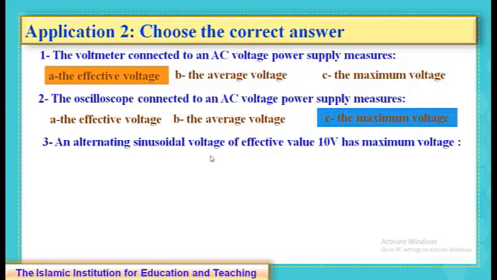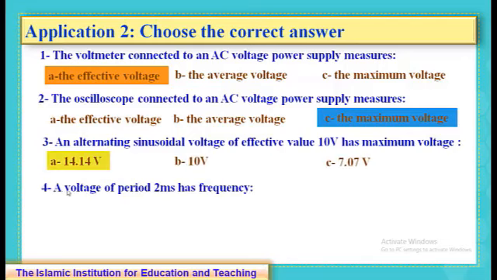An alternating sinusoidal voltage of effective value 10 volt has maximum voltage. We have to apply the rule here. U maximum is equal to U effective multiplied by radical 2. It gives us 14.14 volt. Part 4. A voltage of period 2 millisecond has a frequency. Also here we have to apply the formula F equals 1 over T in seconds. It gives us 500 Hertz.